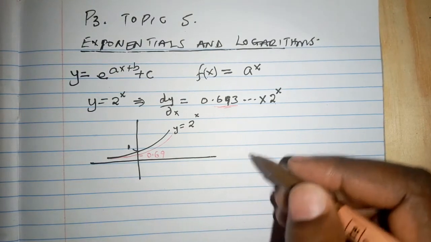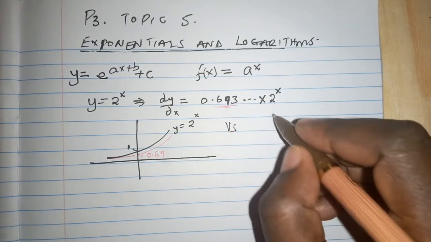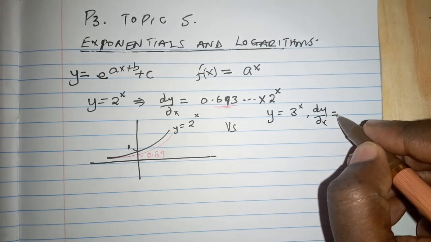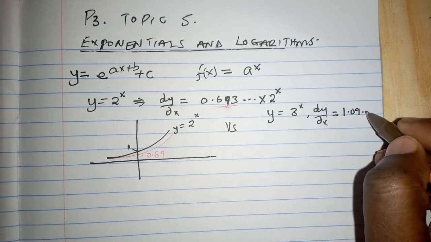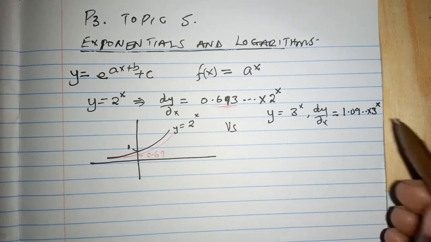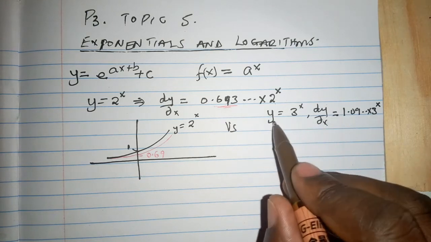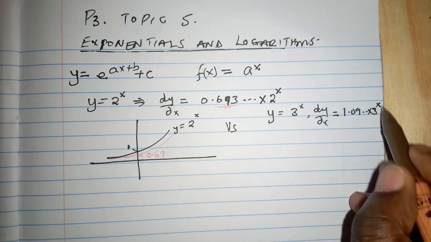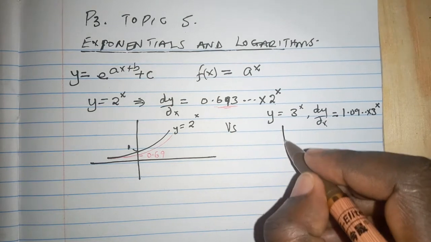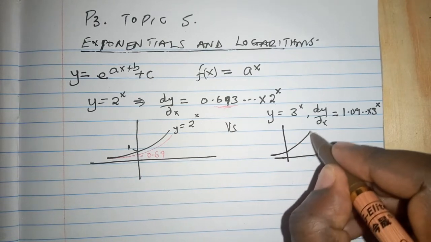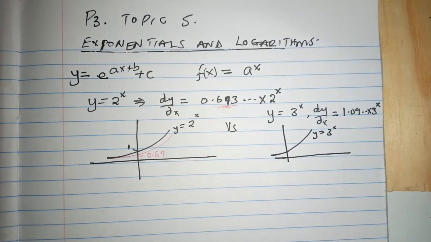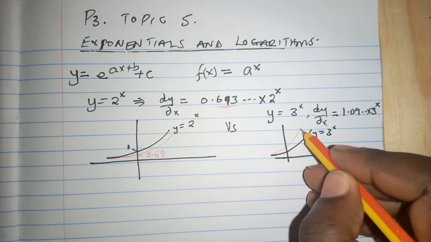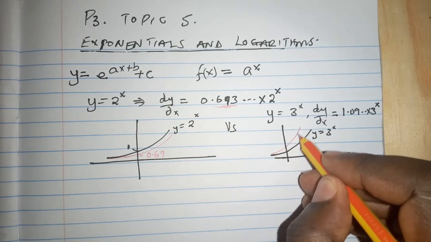Now, I want us to compare this closely with y is equal to 3 raised to power x, whose dy/dx is going to be 1.09 times 3 raised to power x. You will notice that the derivative is 1.09 multiplied by the function itself. So 1 point something means that if you plot the graph of y equals 3 raised to power x, and then times 1.09, the graph of the derivative will be greater than the graph of the function.